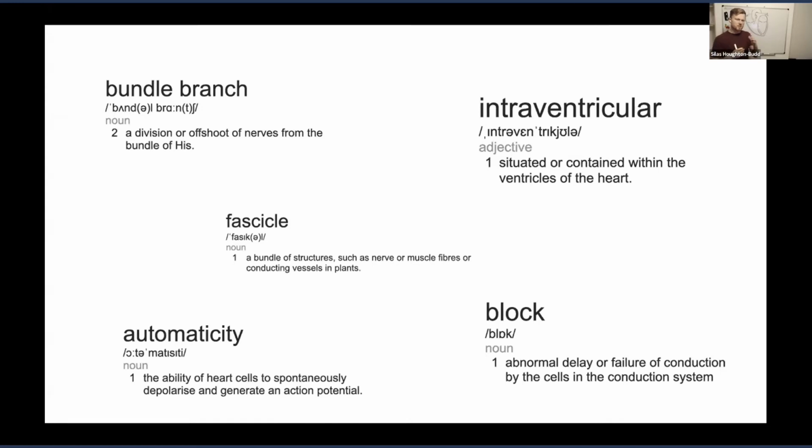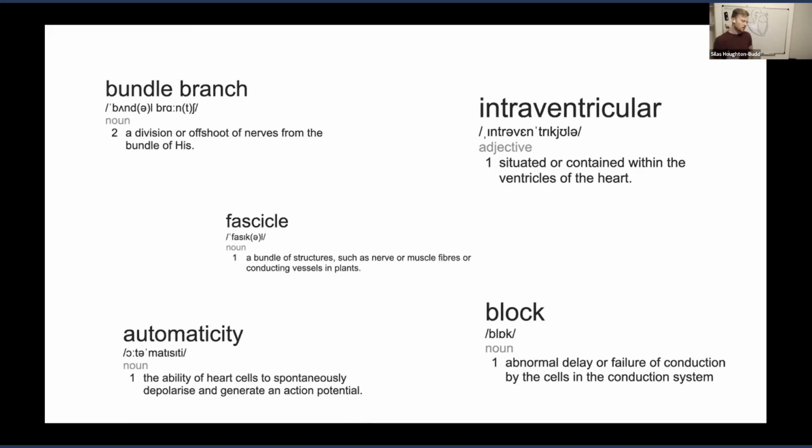And so the aspect of the conduction system that is intraventricular is from the bundle of His and down to the Purkinje fibers, and we'll draw that in a second. But at the top, between the right atrium and the right ventricle, we know we've got the AV node, and from there, the bundle of His comes off, and then that separates into two bundle branches, which are a division or offshoot of nerves from the bundle of His, and then they extend into what are called fascicles. And fascicle is just the term for a bundle of structures, which is what these are.